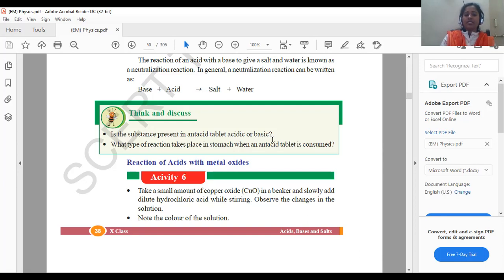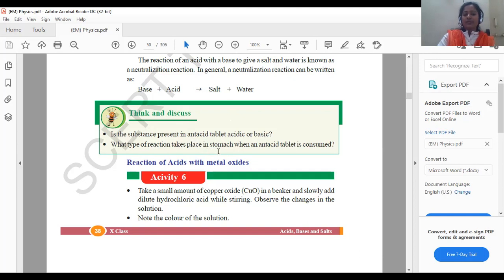Antacid is a substance which is used to neutralize the acid secreted in the stomach. It is a kind of neutralization, hence antacid will be a base. Most often magnesium hydroxide is used, which neutralizes the HCl secreted in the stomach. So this is the purpose of the antacid tablet. It is basic in nature.